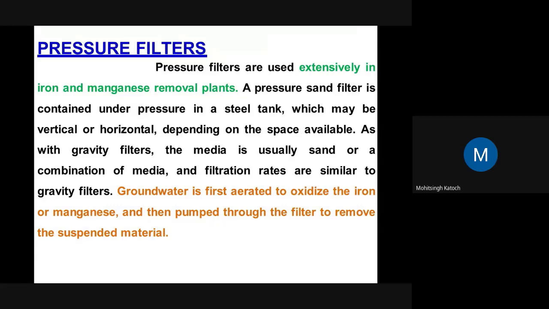This question may be asked: to remove iron and manganese in industrial plants, which type of sand filter is used? So the correct answer is rapid sand pressure filter. So keep this point in mind.